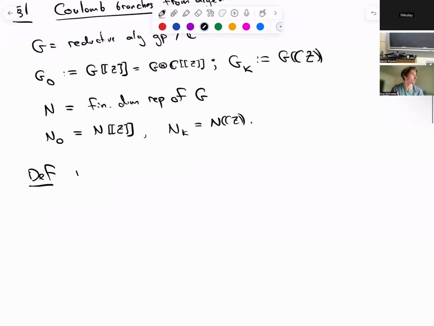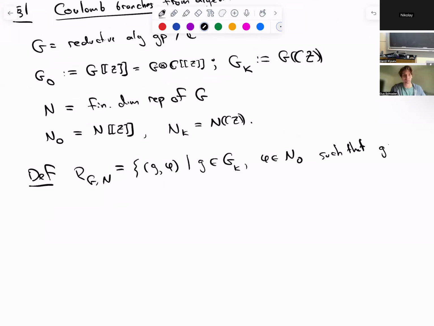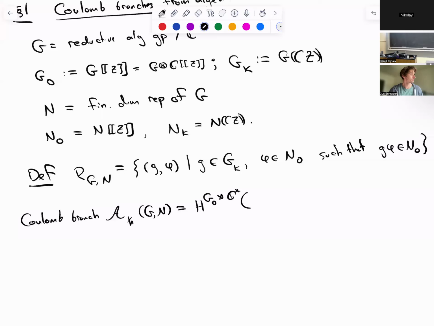So this was the space of triples R_{G,N}. It consists of pairs (g, phi), where g is in the loop group, phi is a section of the trivial bundle over the disk, and the compatibility is that g phi is also in N_O. And then this is a variety, and then we associated an algebra called the Coulomb branch algebra by taking equivariant Borel-Moore homology of this space R_{G,N}. And I will always work with Borel-Moore homology, so I'm going to suppress the notation Borel-Moore.